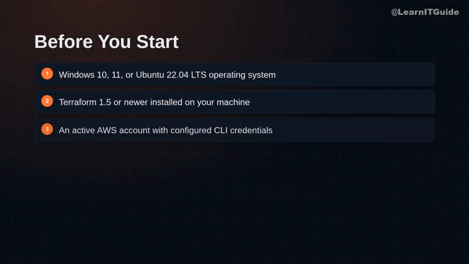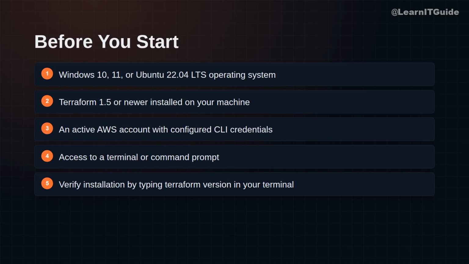Before we dive into the code, let us make sure your environment is ready. You will need a modern operating system like Windows or Ubuntu. Ensure you have Terraform version 1.5 or higher installed. You must have an AWS account with valid credentials set up in your local environment. If you are on Windows, press the Windows key, type CMD, and press Enter to open your terminal. To verify everything is working, just type terraform version, and you should see the version number printed on screen. If you get a command not found error, ensure you have added the Terraform binary to your system path.